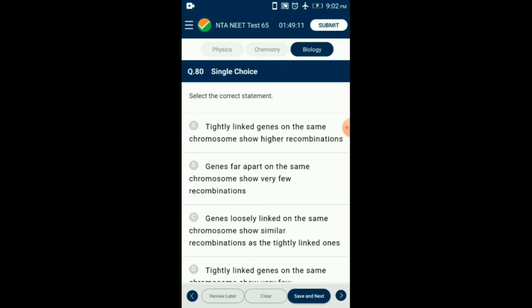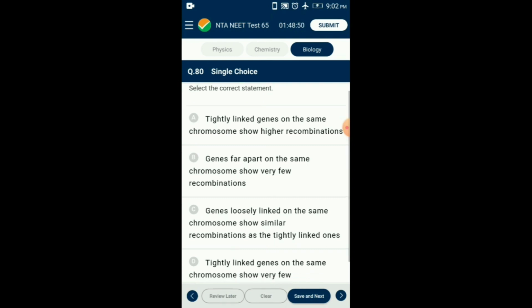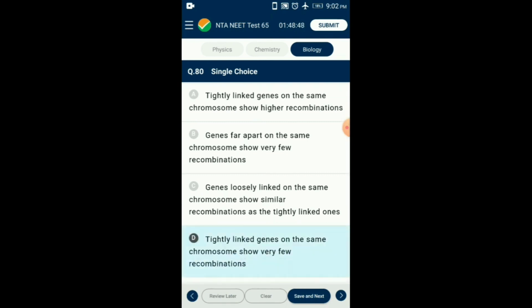Question number 80. Select the correct statement. Morgan and his group found that the genes were grouped on the same chromosome. Some genes were very tightly linked and showed very low recombination, while others were loosely linked and showed higher recombination. So the answer for this question is option D. From the given 4 statements, option D is the correct statement.